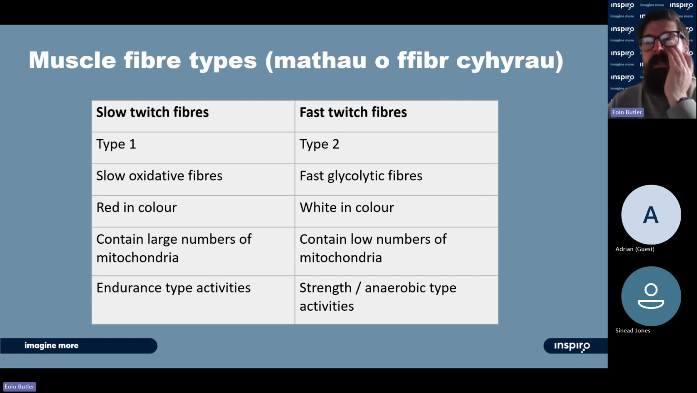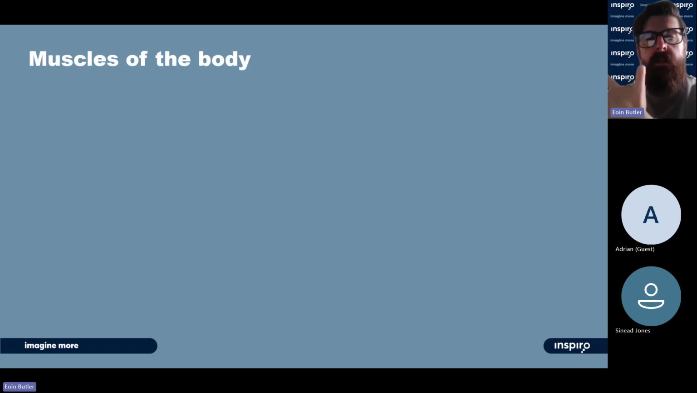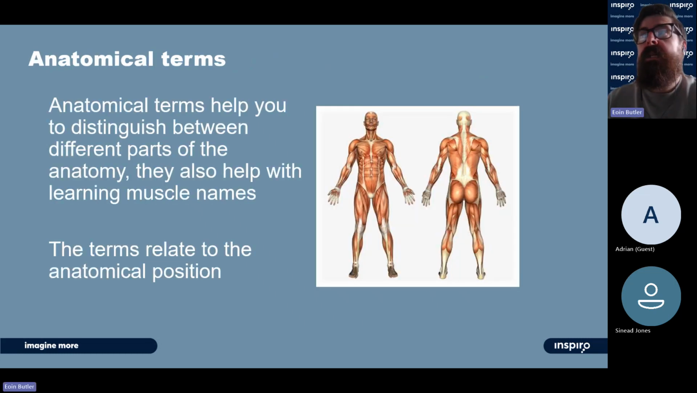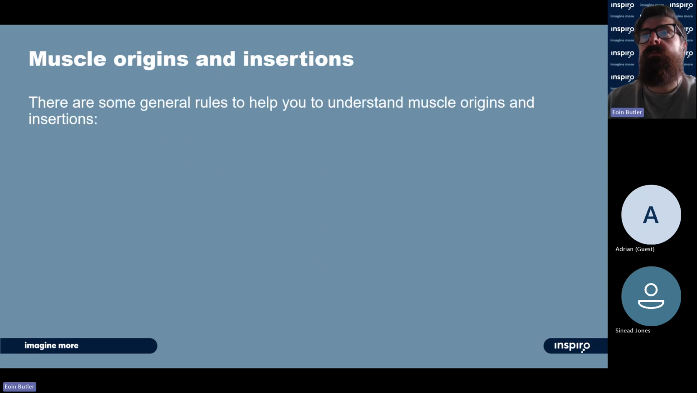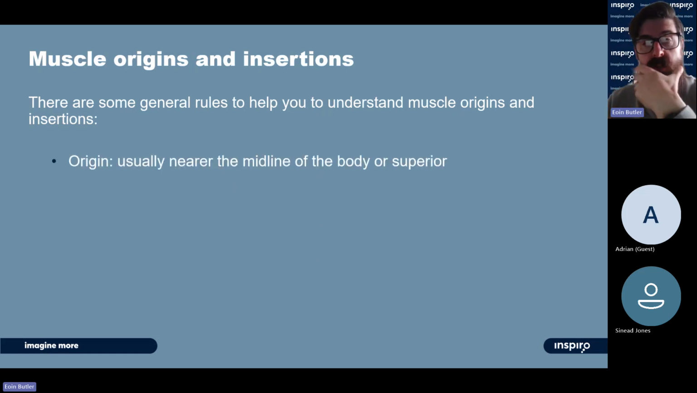Right, so what I've got next on these slides are the different muscles of the body. Before I do that, sorry, I forgot about this slide here. So, muscle origins and insertions. Some general rules to help you understand them. You don't need to know the muscle origins and insertions of each individual muscle, but just know that the origin of the muscle is usually nearer the midline of the body, or superior. So this is where the muscle starts.